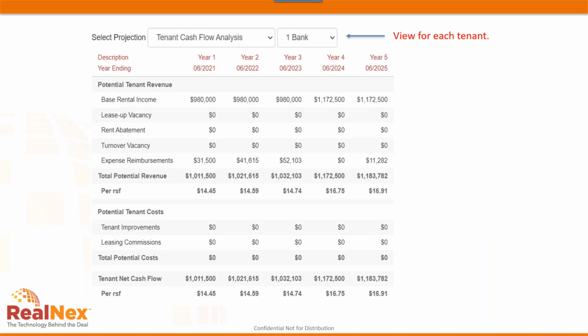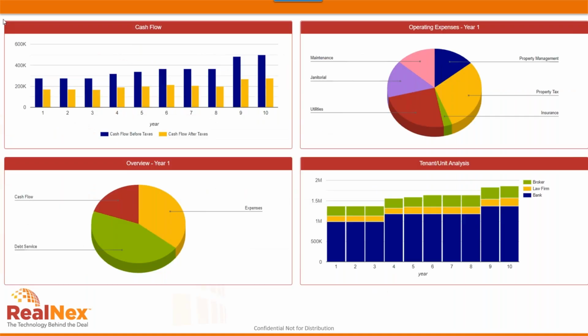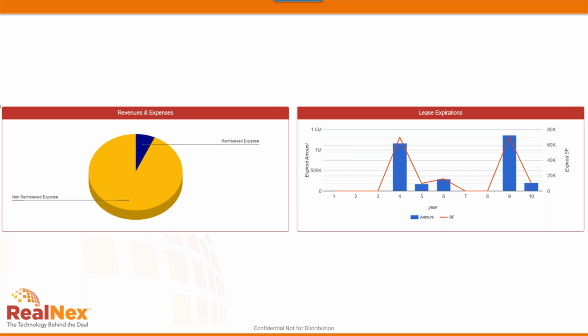You can look at more details for each tenant and some nice graphs. So a lot of different graphs here. I just picked out a few. Your cash flow, your operating expenses, breakdown of your cash versus your debt service and expenses, how your tenants in the leases, when those leases are coming over for renewal. So what that looks like for the broker, law firm, and bank. Pie diagram for your revenues and expenses, your lease expirations, so when those are occurring.